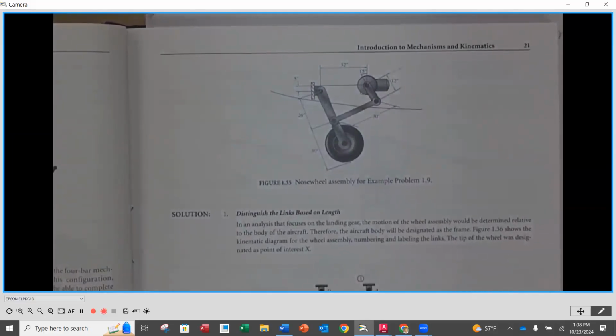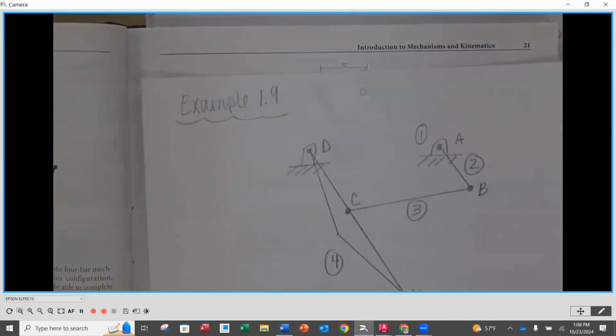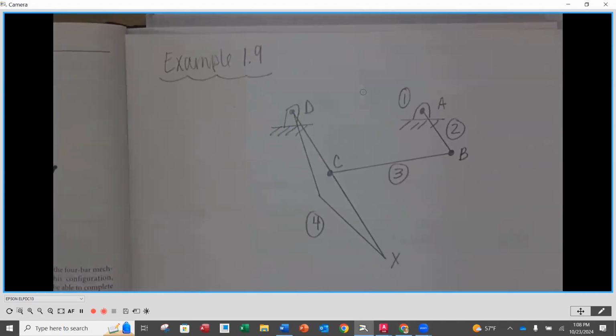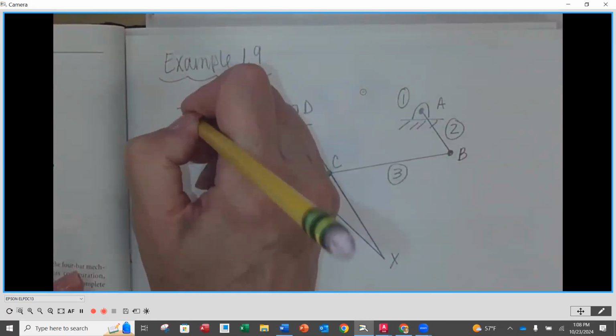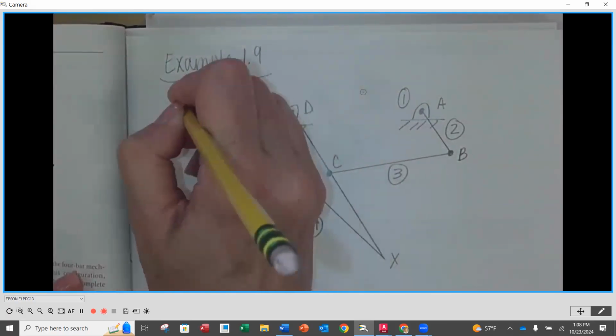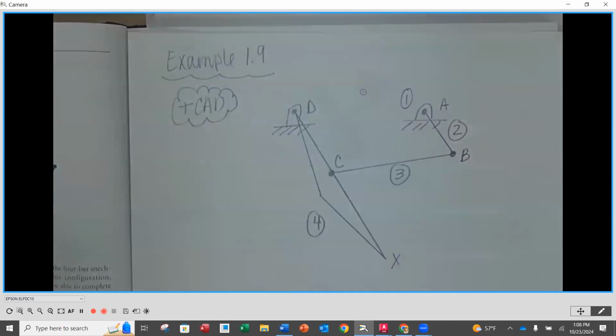The next part that we need to hand in is going to be our mobility equation. For this last example, just for time efficiency, I'm not going to do the AutoCAD, but you will before you hand it in. So when you hand in example 1.9, you need to do the CAD. I'm confident that you can, but that's going to be part of your practice problems.